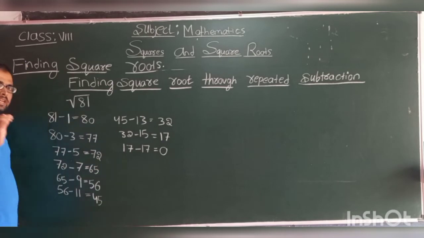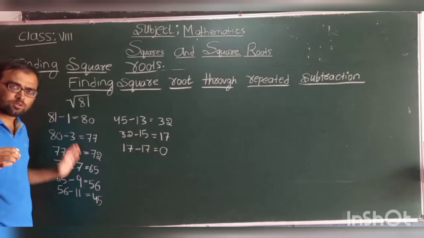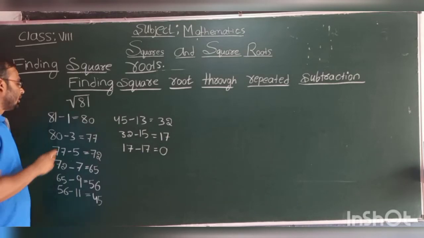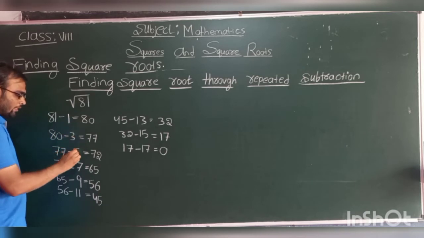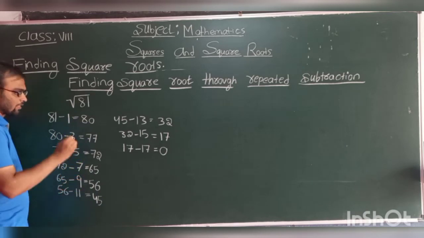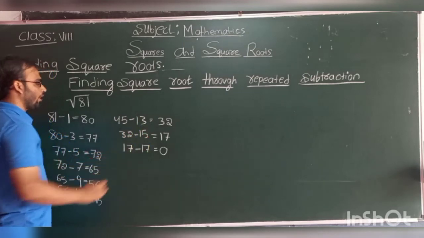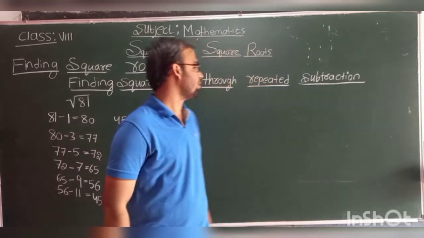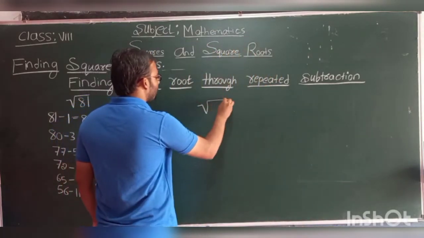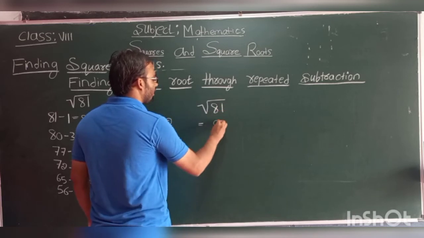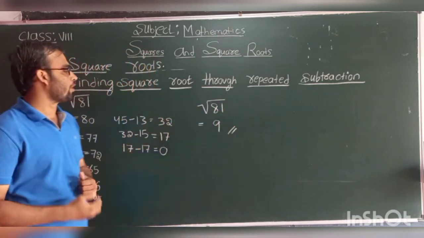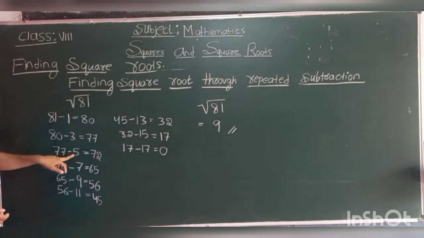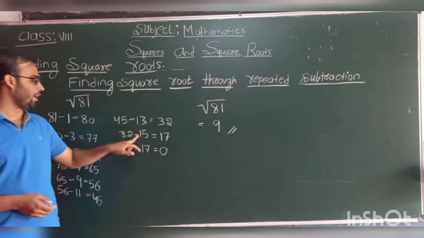0. Now count the number of odd numbers which we have used in doing subtraction. Now count the number of odd numbers. That is 1, 2, 3, 4, 5, 6, 7, 8, 9. Students, here how many odd numbers have we used? We have used 9 odd numbers. So it means that the square root of 81 is what? 9. Why? Because we have used 9 odd numbers. Look here: 1, 2, 3, 4, 5, 6, 7, 8, 9.